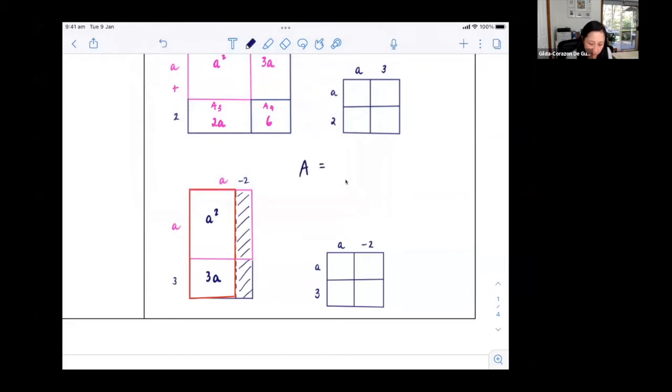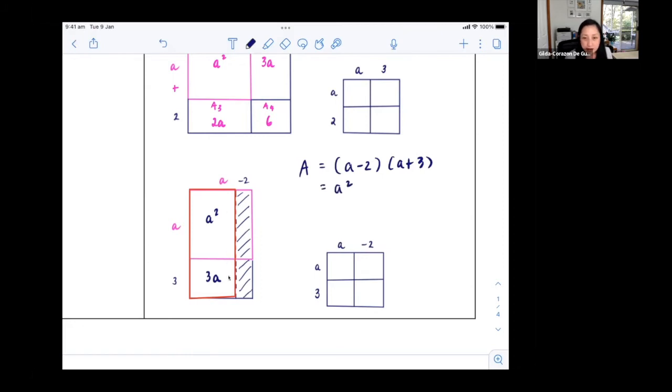It would still be what? What's the length times the width? Well, it's not A anymore, but it's A minus 2. And then this bit here would be A plus 3. Yeah? So for us to figure out the area of each of these rectangles, this whole thing here is A squared, right?